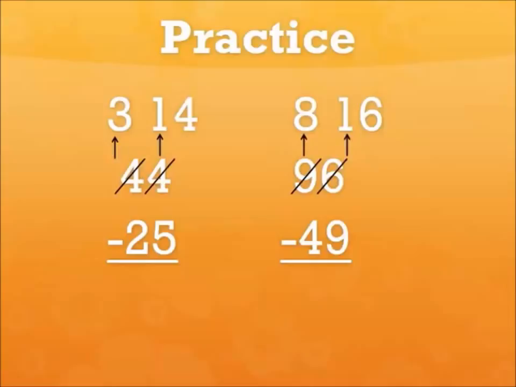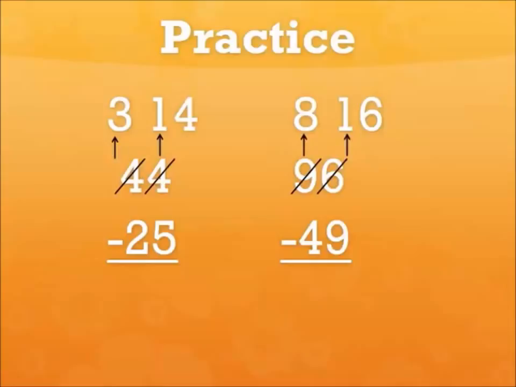In the first problem, 5 is bigger than 4, and so you'd have to go over to the other 4 and borrow 10, making that a 3. You give the 10 to the first 4 and make that a 14. 14 minus 5, and then 3 minus 2, and that should give you your answer.